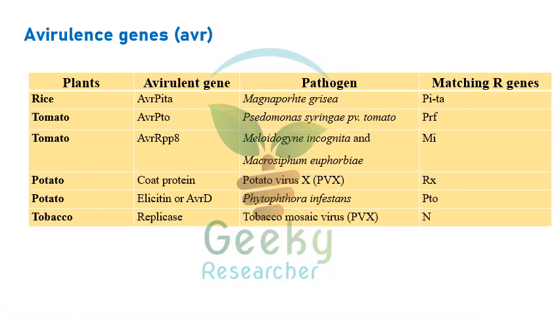Coming to the avirulence genes, now we will see some avirulence genes. Rice AVR-Pita is from the pathogen Magnaporthe grisea, and the matching R gene is Pita. Tomato AVR-Pto is from Pseudomonas syringae pathovar tomato, with Prf. Tomato AVR-RPP8 is from Meloidogyne incognita or Macrosiphum euphorbiae, with Mi. Potato coat protein is from potato virus X, with Rx. Potato elicitin and AVRD are from Phytophthora infestans, with Pto. Tobacco replicase is from tobacco mosaic virus, actually TMV, not PVX, and the matching R gene is N.